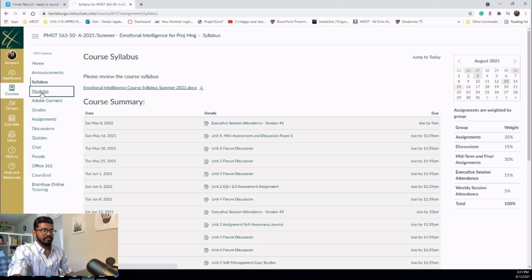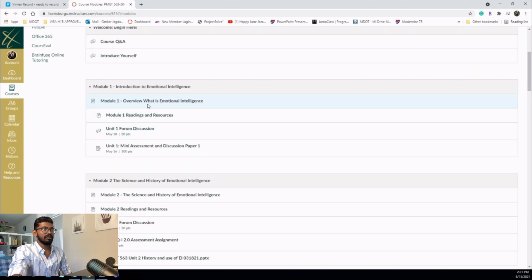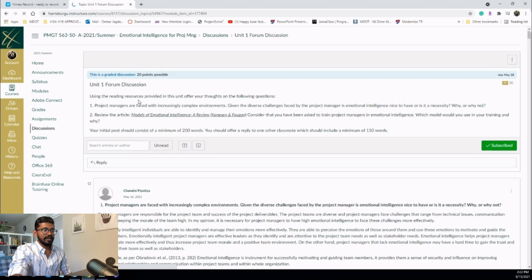Modules is basically for every week what you need to study. For example, if you look at module one, it is an overview of what is emotional intelligence. So this is what we need to read. This is the discussion board. What I'm going to write and stuff like that.